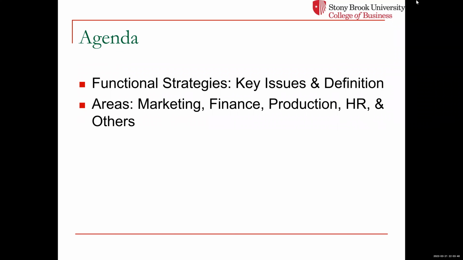So let's get started. Today's agenda will be the following. We'll first focus on functional strategy by discussing key issues and relevant definitions. Then we'll dive into the functional areas. We won't be able to cover each of those functional areas in depth, but we'll mainly focus on what important things the top management team should focus on in order to ensure the alignment between business unit strategy and functional activities.